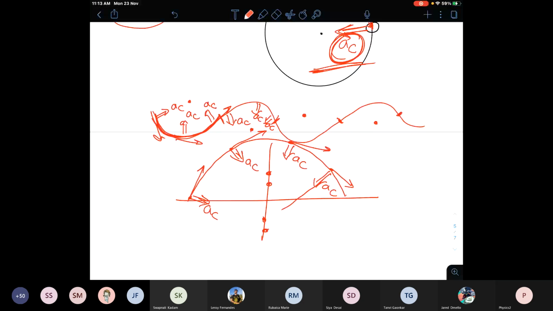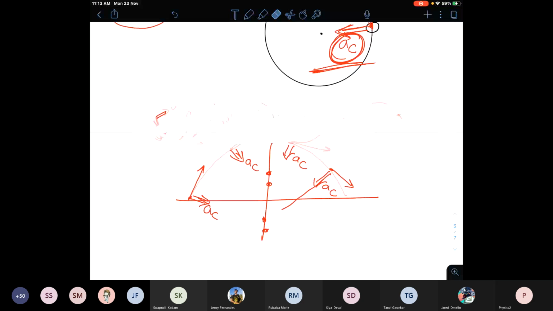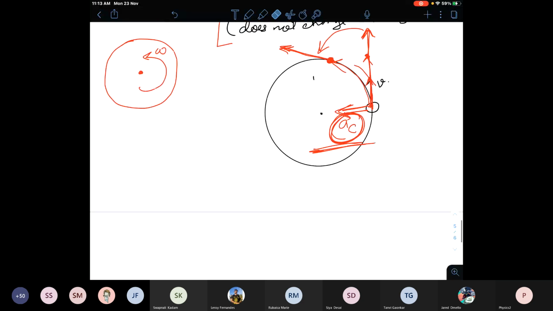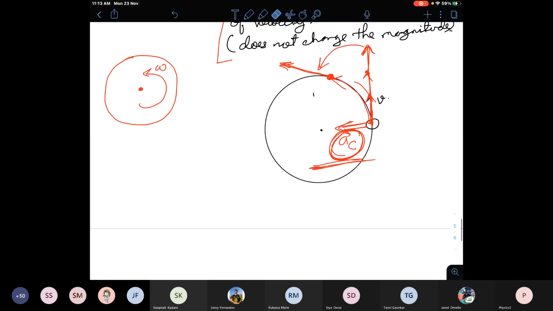So forget all this, it is just for explanation. If you get it, well and good. If you are not getting it, don't worry, you don't have to understand those things. What you have to remember is that centripetal acceleration changes direction.